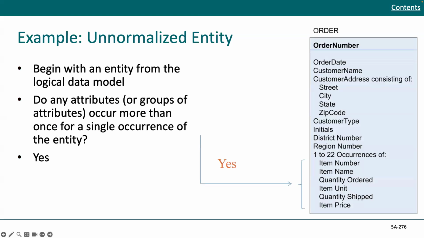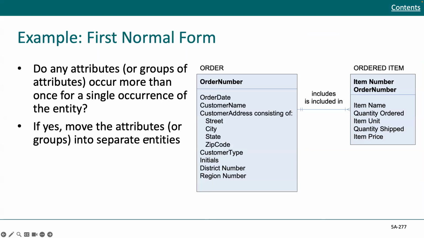So here's an example of an unnormalized entity. Begin with an entity from the logical data model. Do any attributes or groups of attributes occur more than once for a single occurrence of the entity? And the answer is yes. So we can see this. There are 21 to 22 occurrences of these things here. And so thus, we would want to do some modification.